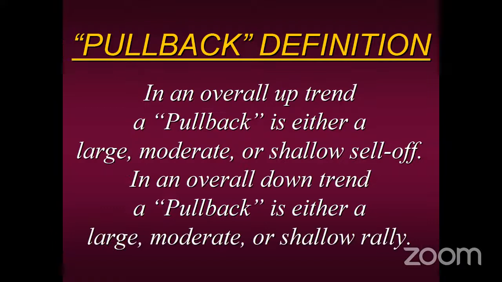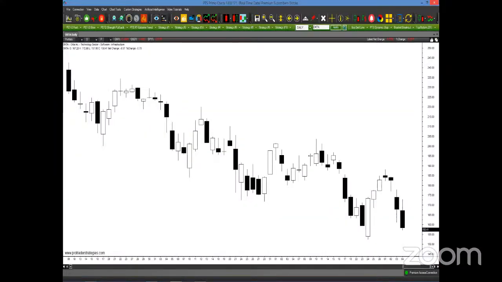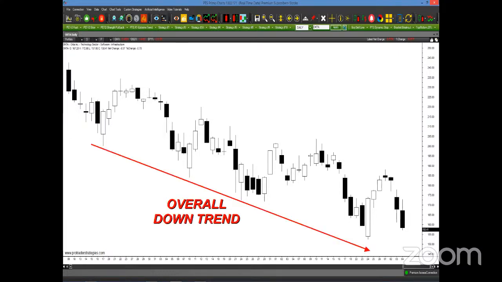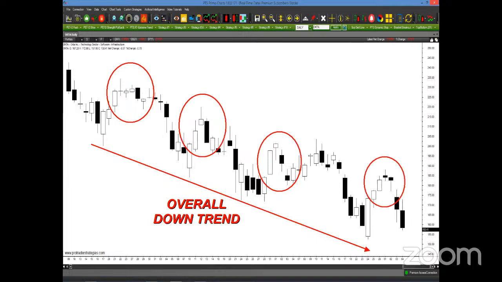In an overall downtrend, a pullback is either a large, moderate, or shallow, or small rally. So once again, looking at this older chart, an OKTA this time, we see that we're in an overall downtrend. We're making lower lows and lower highs. And the most opportune places to sell or go short would be at these levels right here, on these little bounces or these little rallies.